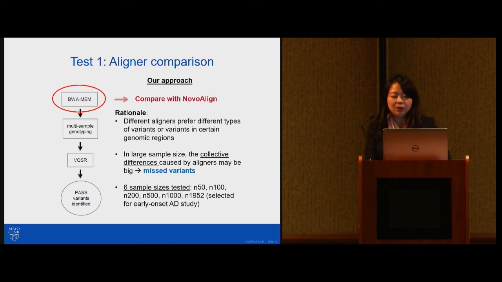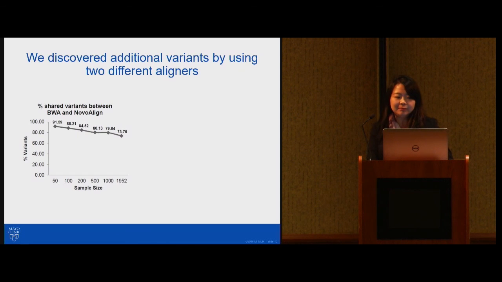To address this question, we tested 6 different sample sizes, starting from 50 to 1952. And these samples were selected for an early onset AD study, which I will talk a little more about later on. So here are our results. At sample size of 50, you can see that about 91% of variants are identified by both aligners. Now this percentage decreases as the sample size goes bigger. At our final sample size of 1952, we see that only 73% of variants are identified by both aligners.